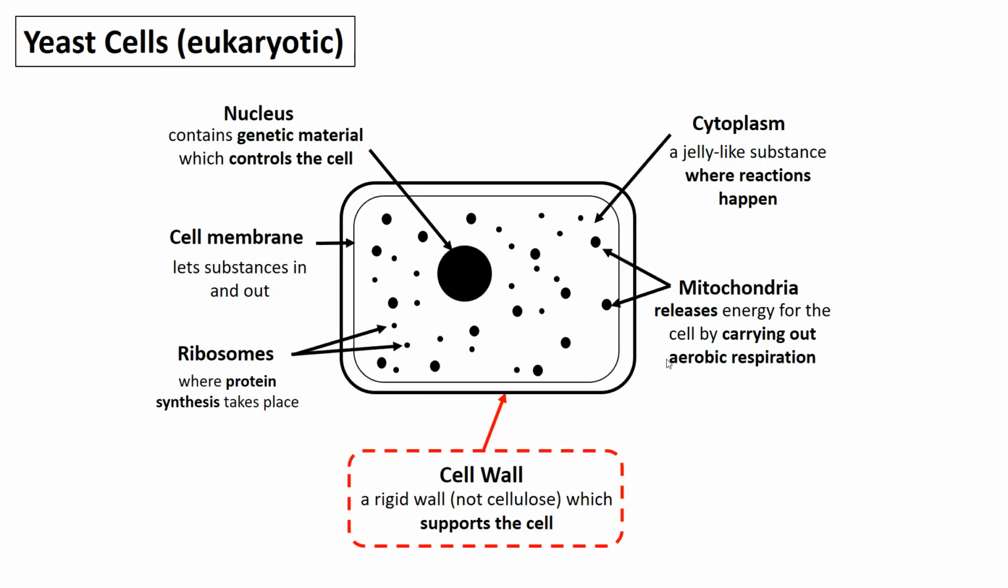If you look at another type of eukaryotic cell, yeast cells, again, you get those similar core features of the nucleus, cell membrane, ribosomes, mitochondria, and cytoplasm, just like plant and animal cells, but you also have a cell wall on the outside, which supports the cell again, but unlike plant cells, is not made of cellulose. It's made of a different material. You don't need to know that material, you just need to know it has a cell wall, and that is slightly different to the ones of plants.